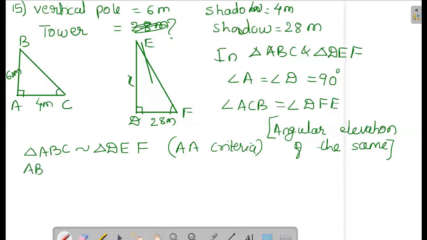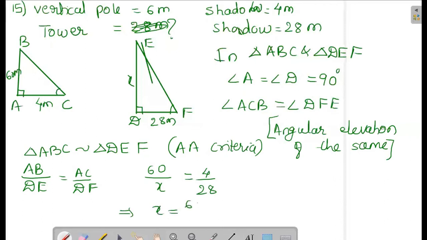So AB by DE is equal to AC by DF, or AB is 60, DE is X, AC is 4, DF is 28. So this implies X is equal to 60 into 28 by 4. So 7 fours are 28, and here it is 60. No, this is 6 meter, not 60. So 6 times 7 is 42 meter. So X is equal to 42 meter.